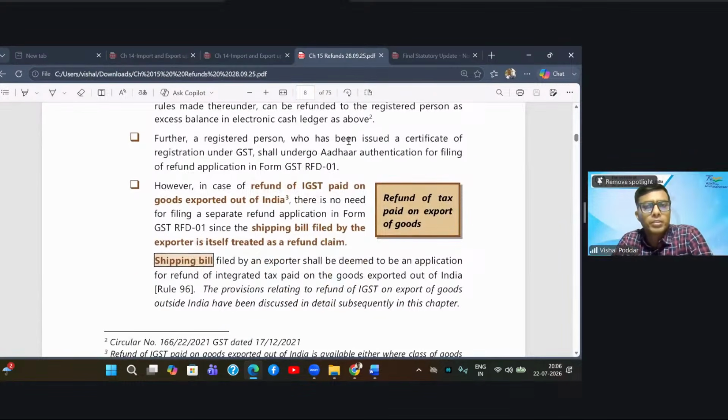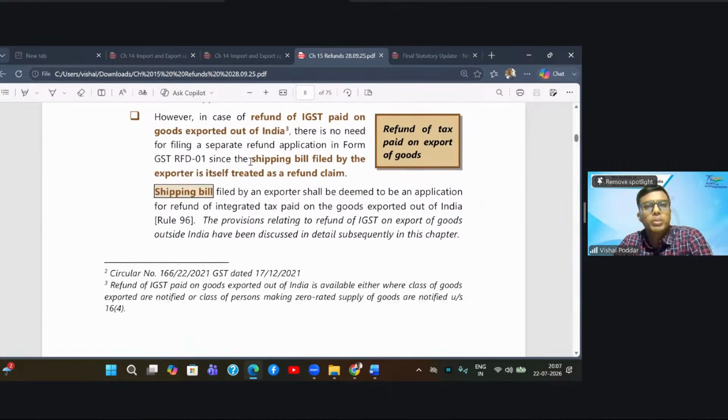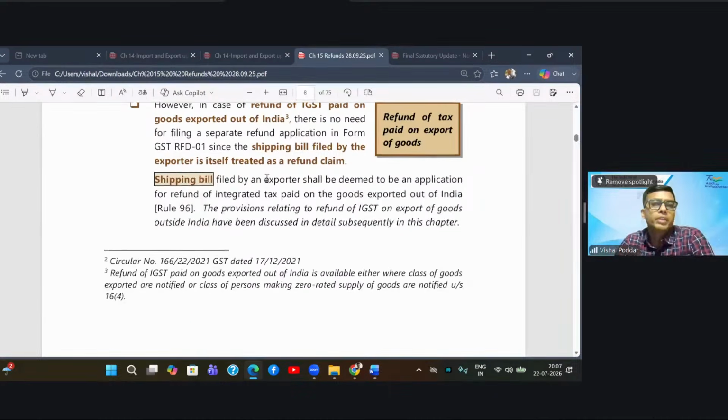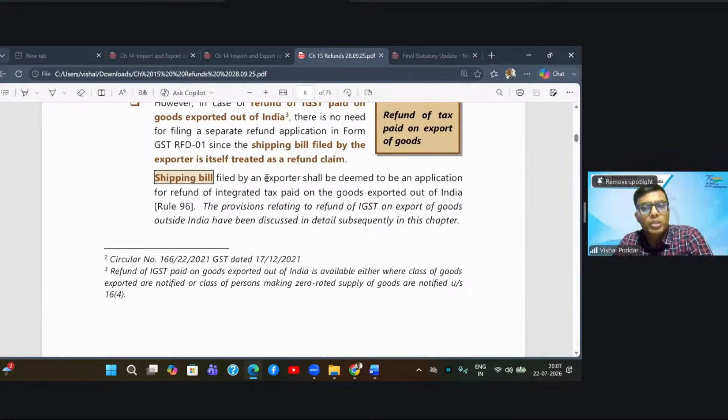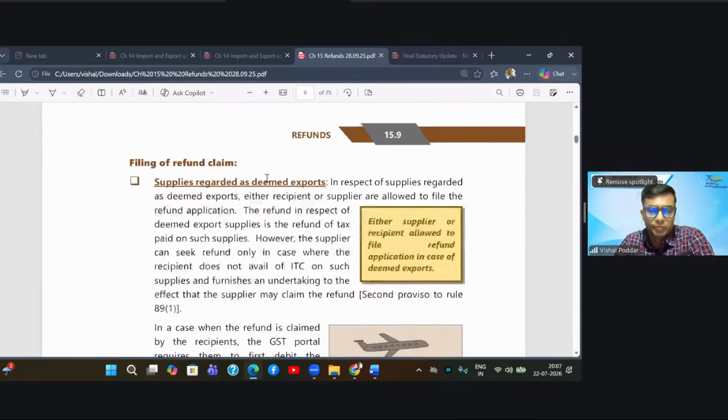Further, a registered person who has been issued a certificate of registration shall undergo Aadhaar authentication for filing a refund application. Next, however, in case of refund of IGST paid on goods exported outside India, there is no need to file, as I already mentioned. So wherever you are doing tax paid exports, the shipping bill filed by the exporter itself is treated as a refund application. You need not make any separate application.